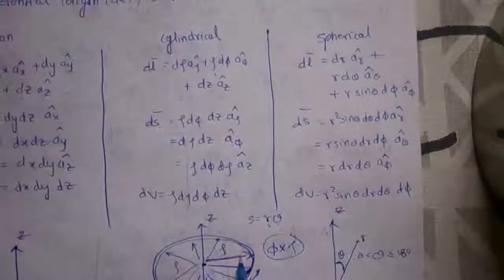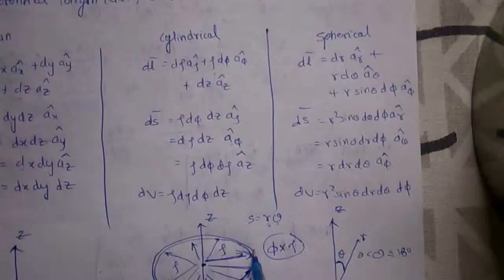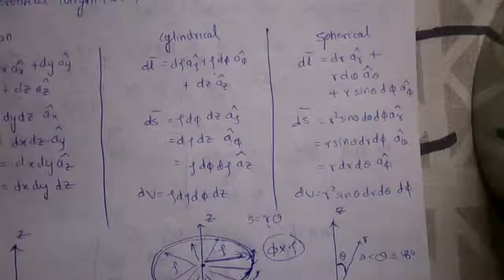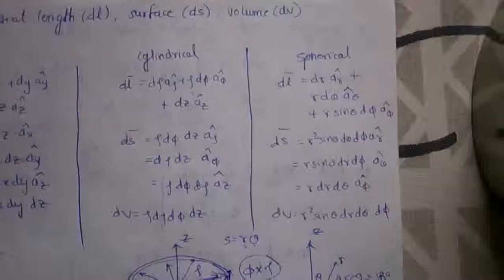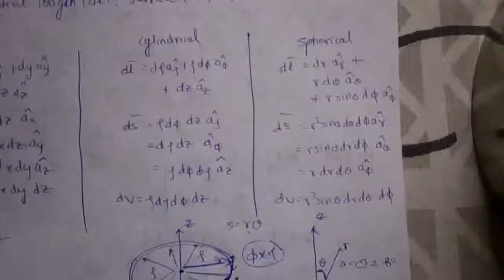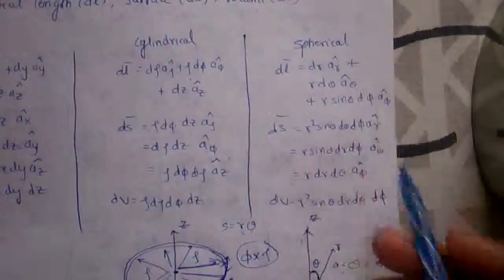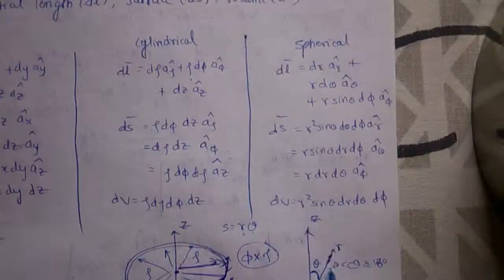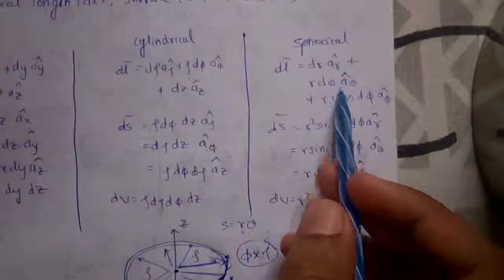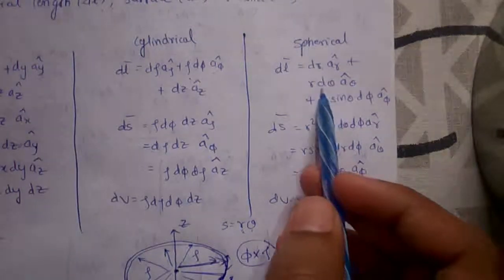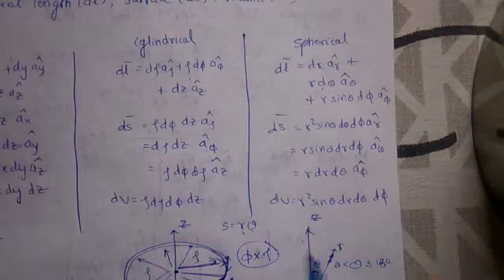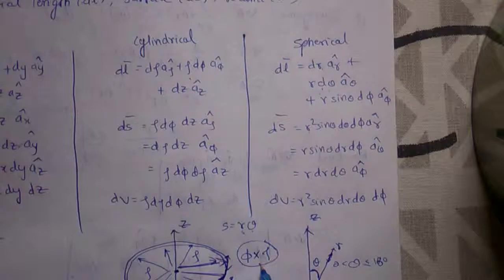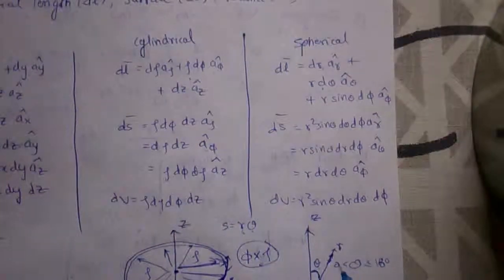So d rho, this small length d rho, d phi, small length, and dz, similarly as in the Cartesian coordinate systems. Now, regarding the spherical coordinates, you can see dr, the radial distance, small distance dr, r d theta. Similarly, as we calculated over here, r d theta will be nothing but this.